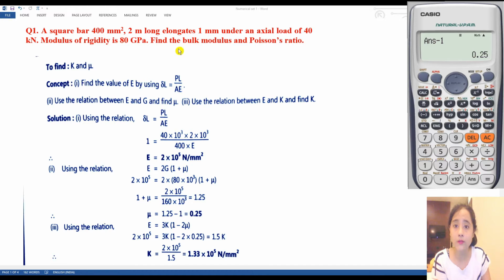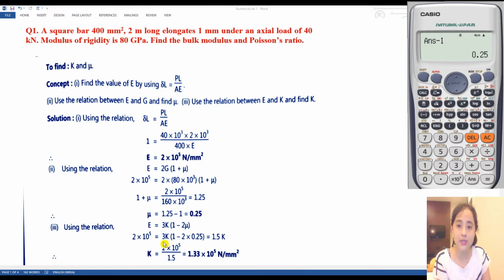Now what we have to find next? Bulk modulus. Bulk modulus is signified with the symbol K. Now we need to know the relationship between bulk modulus and Young's modulus. So what is the relationship between bulk modulus and Young's modulus? It is E equals 3K(1 minus 2 mu). We know the value of E is equal to 2 into 10 raised to power 5, equals, we don't know K. K here we need to find because K here is bulk modulus.